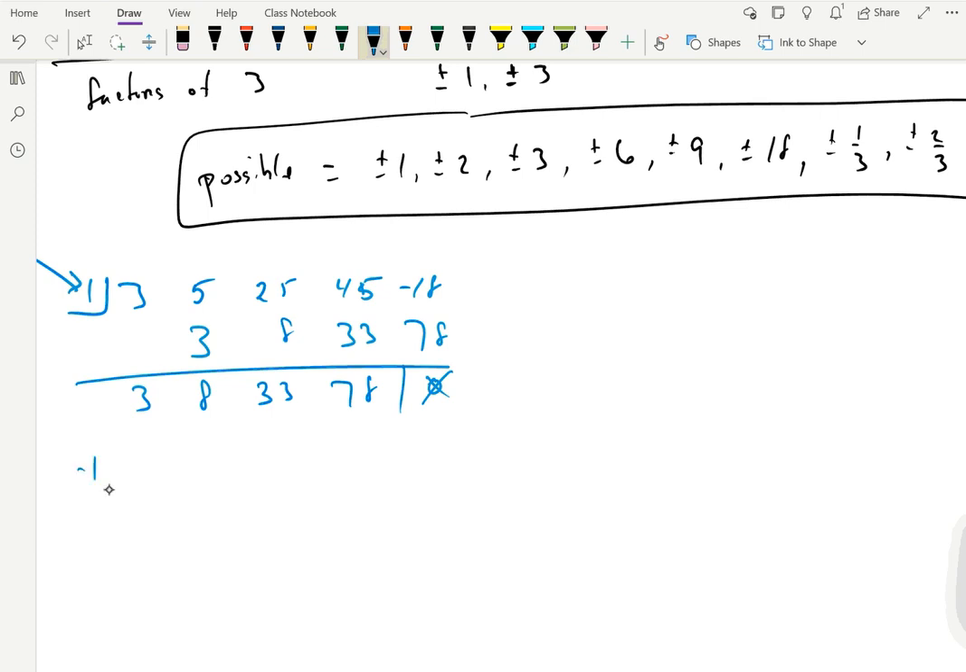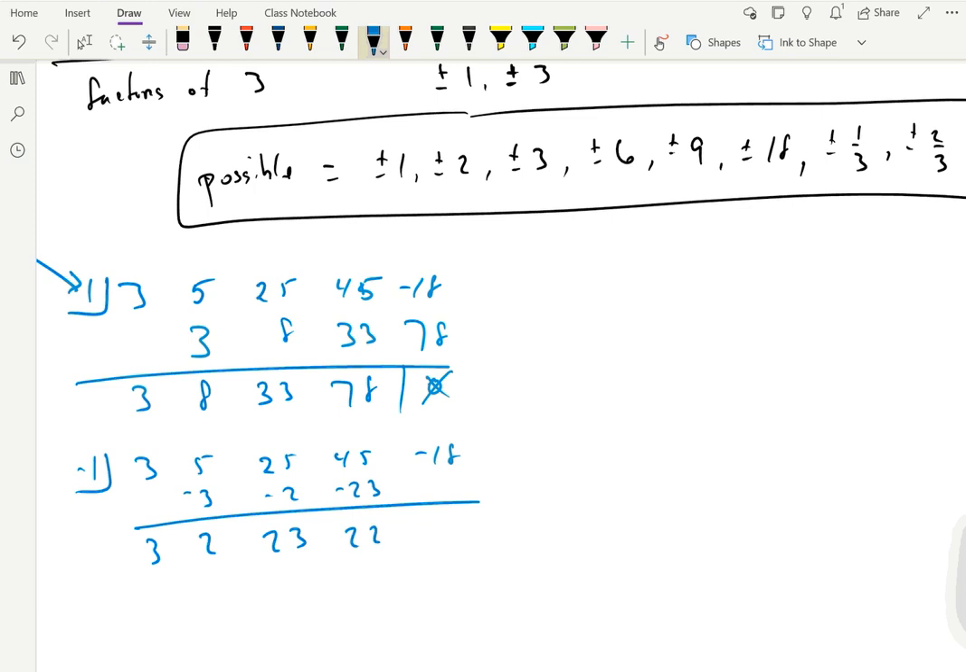So let's go ahead and try negative 1. So we got 3, 5, 25, 45, negative 18. And let's see, bring the 3 down. 3 times negative 1 is negative 3. Add those, we get 2. 2 times negative 1 is negative 2. Add those, we get 23. Multiply again, we get negative 23. Add these together, we end up with 22. Multiply that together, and we end up with negative 22. When we put those together, that's not 0 either, so we know that that's not going to be a solution.